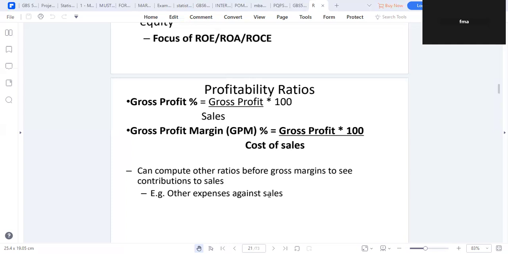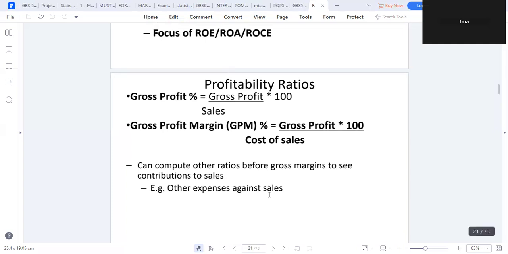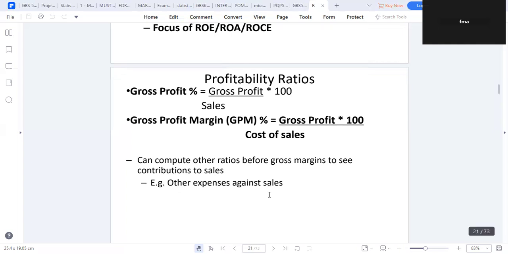So profitability ratios, we have the gross profit margin, which is gross profit over sales times 100. Okay, so GPM, gross profit over cost of sales times 100. That's a gross profit margin. So we can compute these other ratios before going to the contributions on sales. So these ones are the profitability ratios.